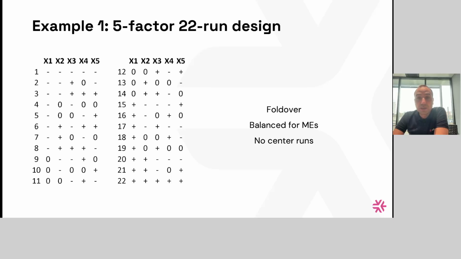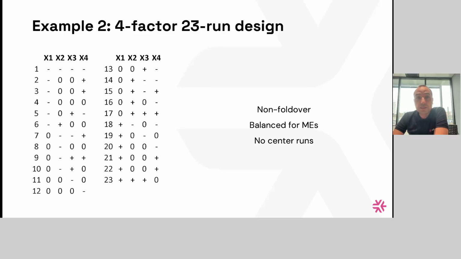change the orthogonality properties. And this is a second example, a 23 run OMARS design, which is a non-fold over, has no center runs, and is balanced for main effects. This is actually an optimization experimental design because it allows the estimation of a full second order effects model.